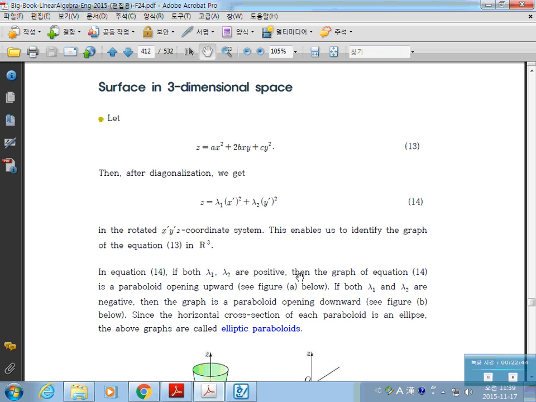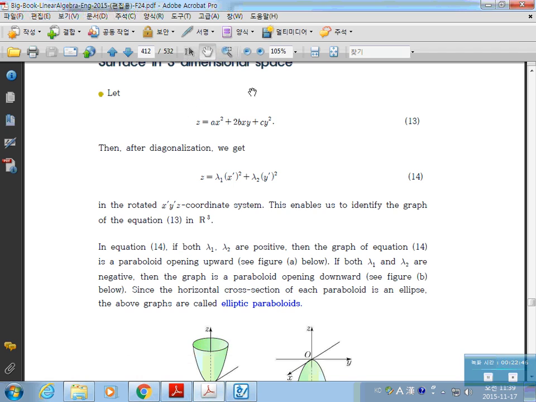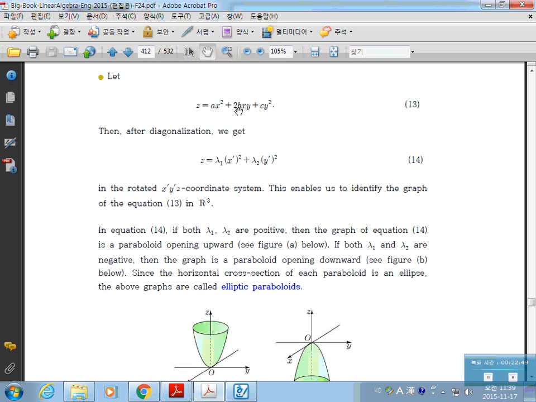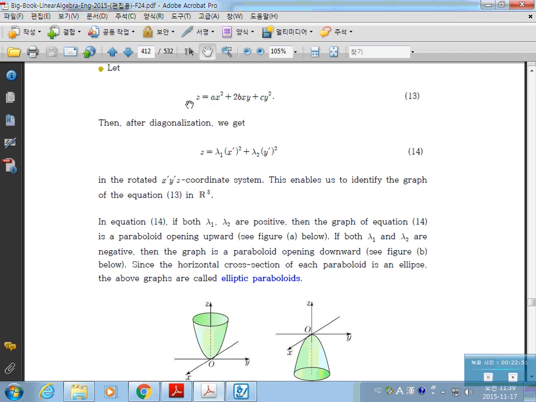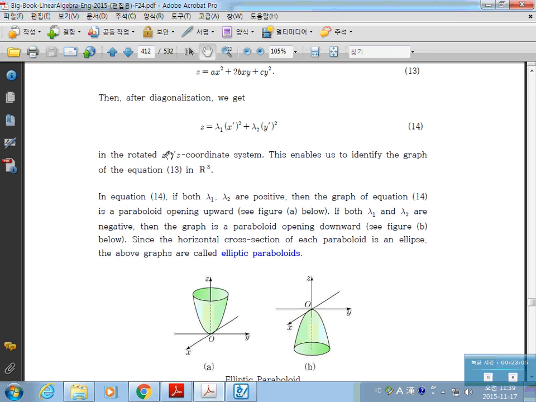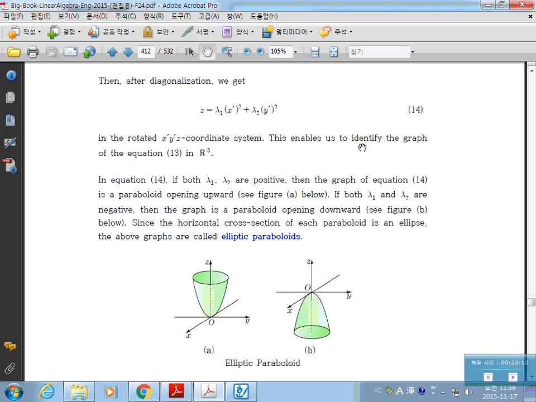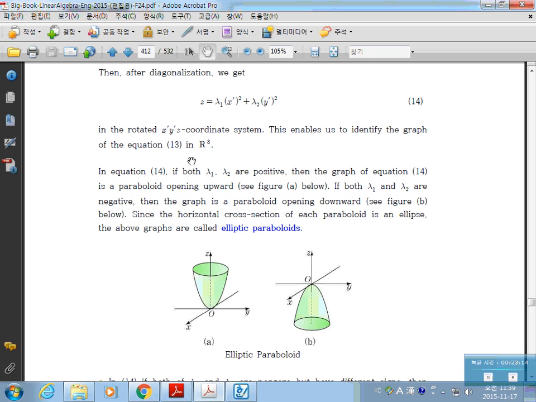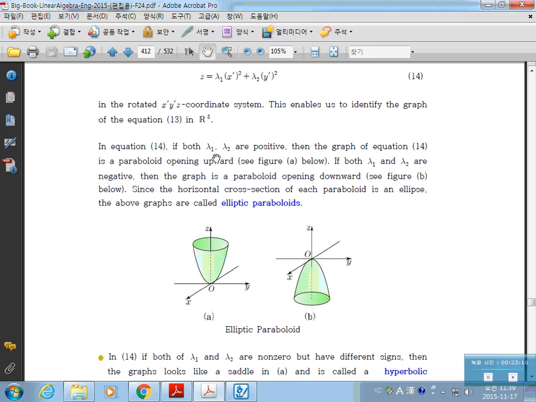Last, surfaces in three-dimensional space. Suppose you have this form: g is equal to ax square plus 2bxy plus cy square. Now you have 3 variables here. Okay. After diagonalization, we can have this: g is equal to lambda 1 x prime square plus lambda 2 y prime square, like this, in a rotated x prime y prime g coordinate system. In a new coordinate system, this can be written in this way. This enables us to identify the graph of the equation in R3 easily.